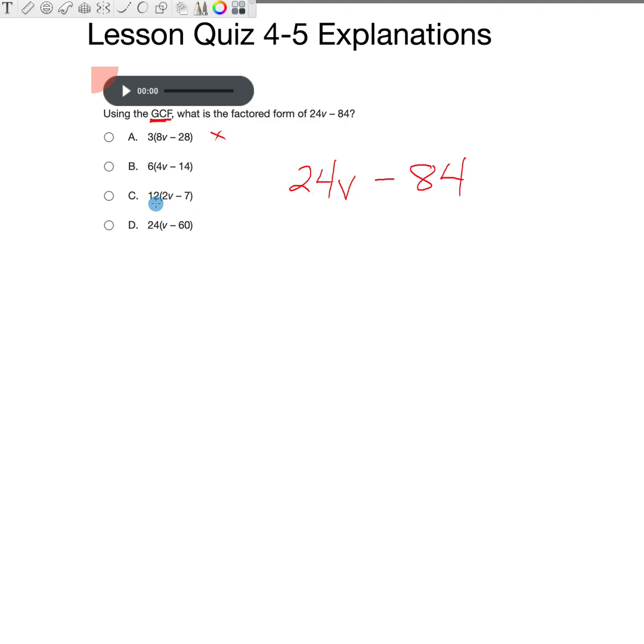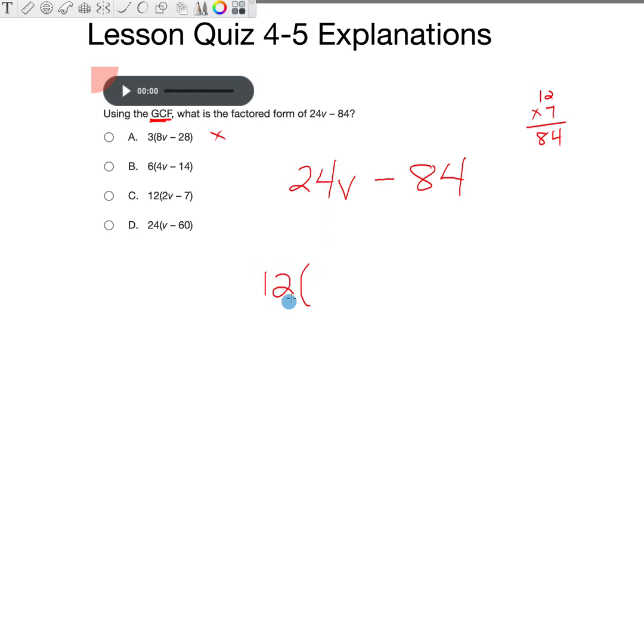24 divides evenly by 12, but does 84, and you can check that. If you take 12 times 7, that is 84. So 84 is divisible by 12, and I would get a 7 if I did that, and that looks good right there, right? So I am going to put a 12 out there.